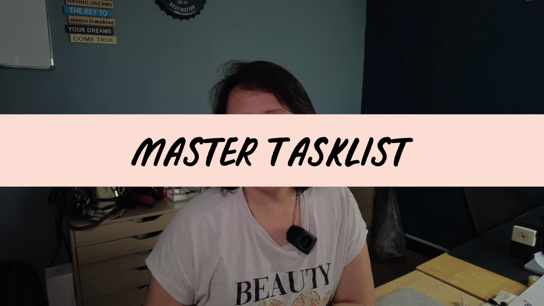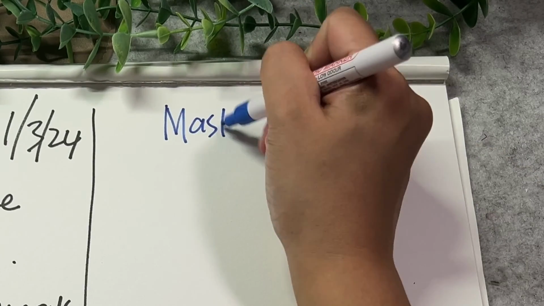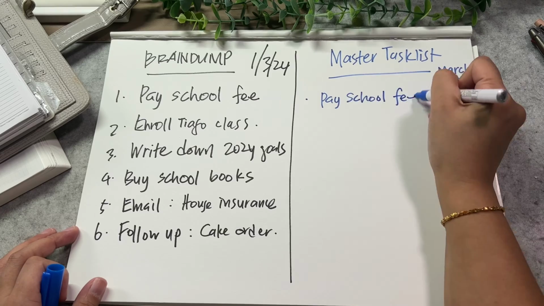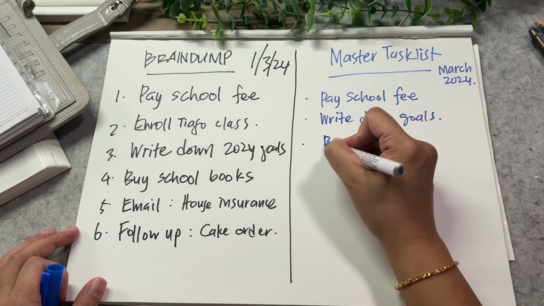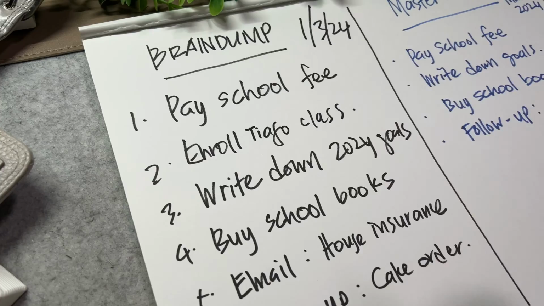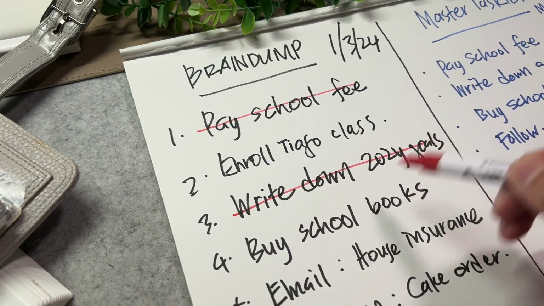Create a master task list. I highly suggest having it as a monthly task list. Let's say this is the month of March, and you pick the tasks that need to get done immediately, urgent, and relevant for the month of March from the brain dump list. The rest of the items will stay in the brain dump list. But when you move a task from the brain dump list to the master task list, make sure that you cross off those items in the brain dump list as well.